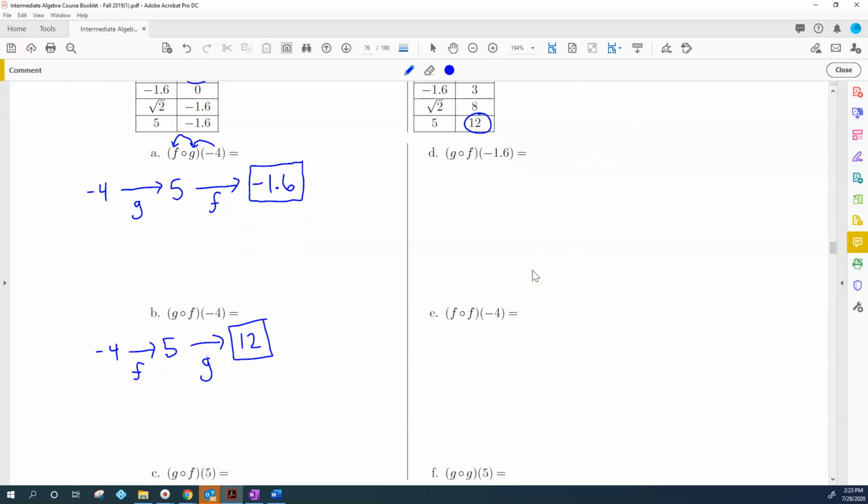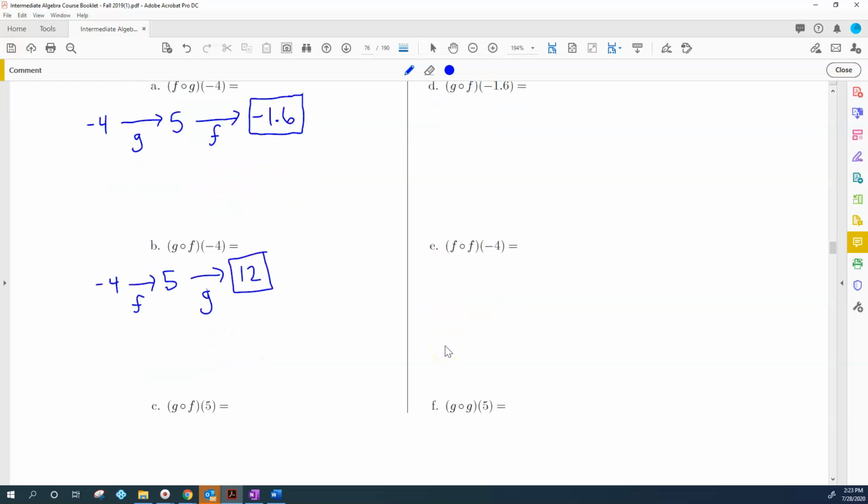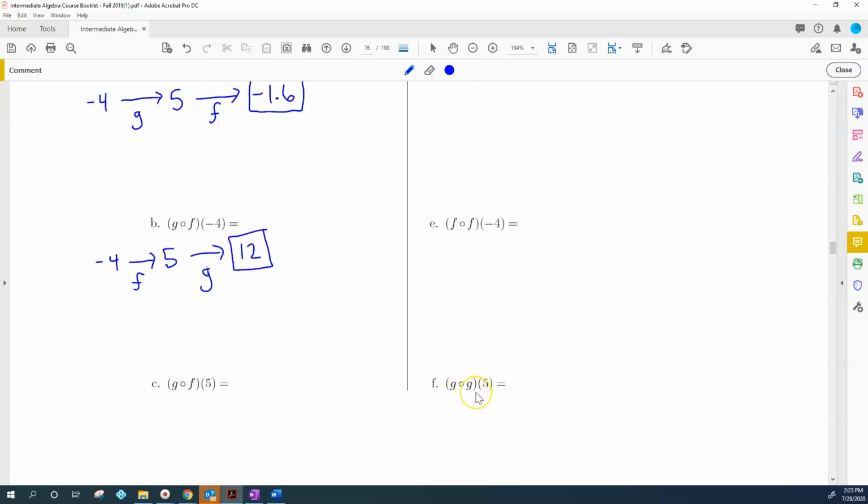Okay, and then you can do things like f of f of -4. That's just saying put -4 into the f equation and then back into the f equation. Or sometimes they'll say g of g. So sometimes you'll be putting it back into that same function, okay?